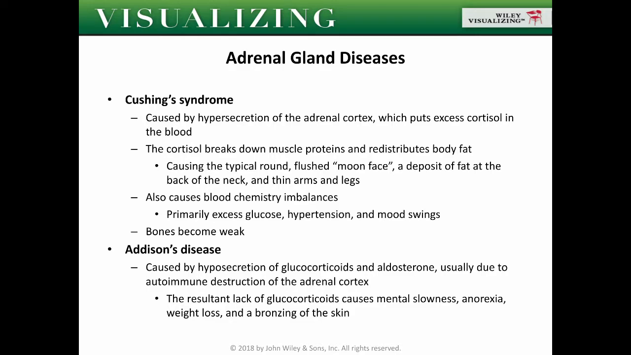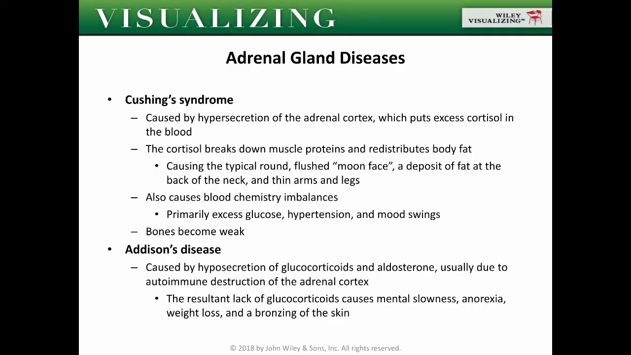Cushing's syndrome. What is the effect of that? You will have a round, flushed moon face, a deposit of fat at the back of the neck, and thin arms and legs, because the effect of too much cortisol is that it breaks down too much of the protein. So you have thin arms and legs, and it redistributes body fat. That means you will have body fat in parts of the body where you are not supposed to have that much fat, such as basically your face and the back of the neck.